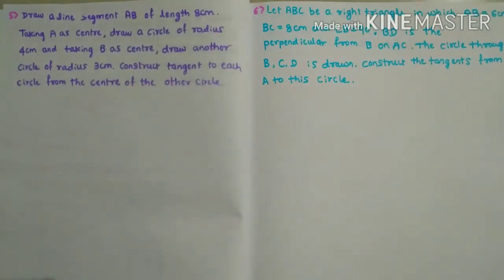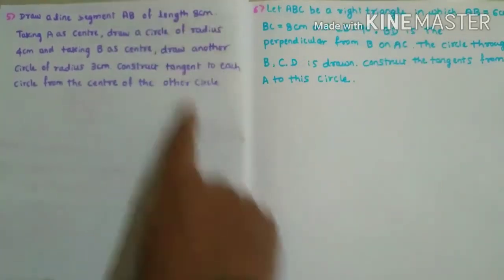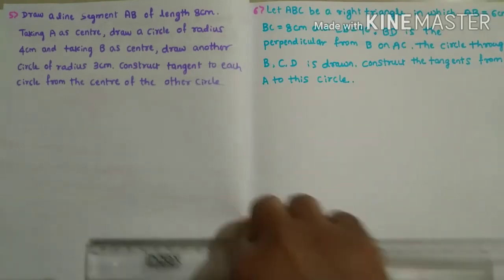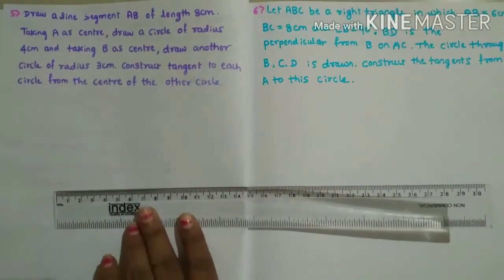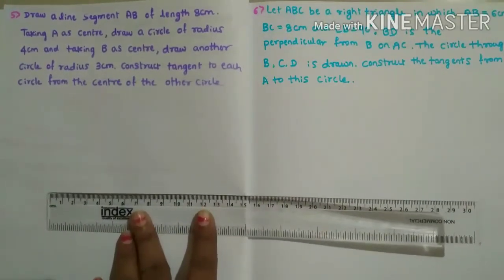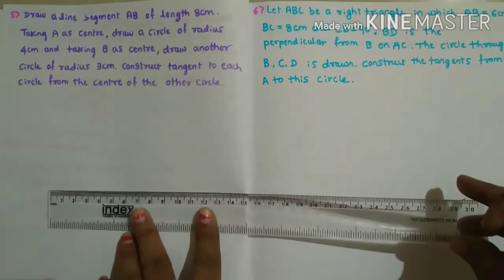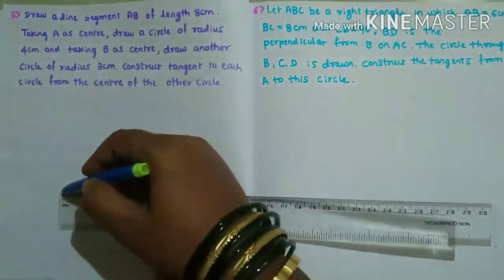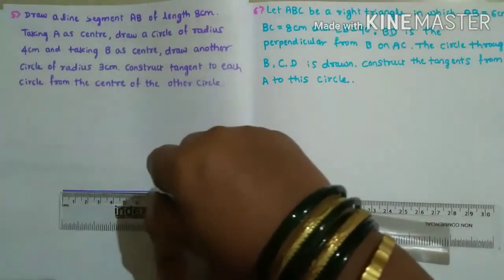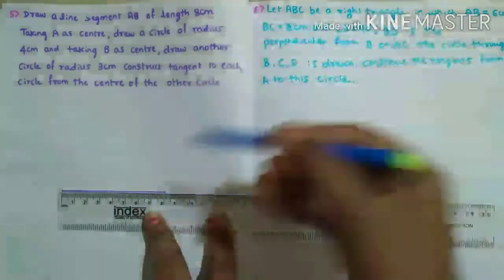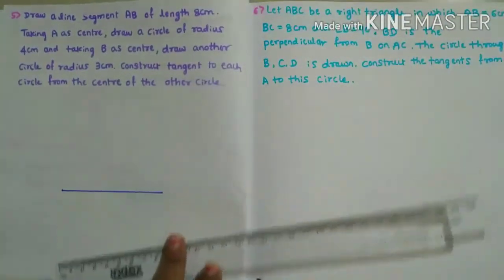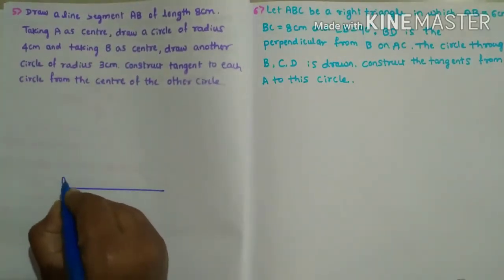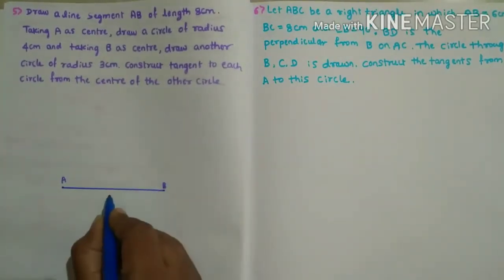Here first we have to draw the line of 8 cm. They mentioned draw a line segment AB. I'll take A, B, 8 cm.